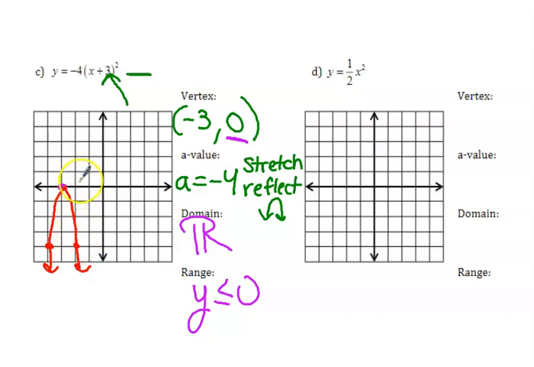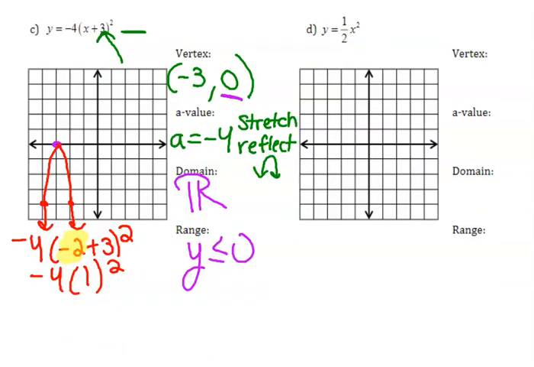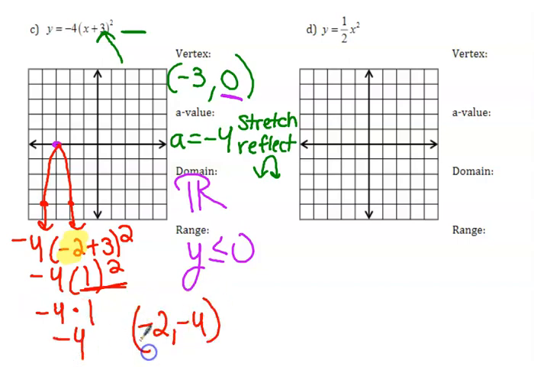All right, well then let's plug in negative 2 and see what happens. So I'm going to plug in negative 2 for x and see what I get as my answer. Plugging in something for x and then finding your y. Input, output. All these things we haven't seen in a long time. So I have negative 4 times negative 2 plus 3, squared. Well, I have to do the 1 squared first, which is 1, times negative 4 is negative 4. So I have negative 2, negative 4 as one of my points. And there is my point.